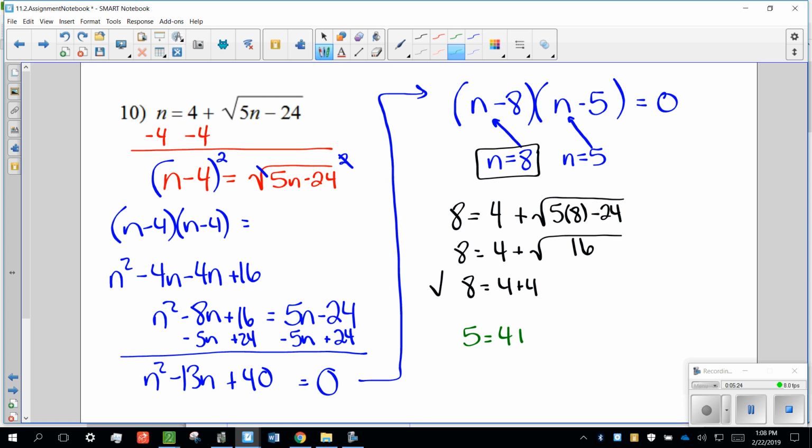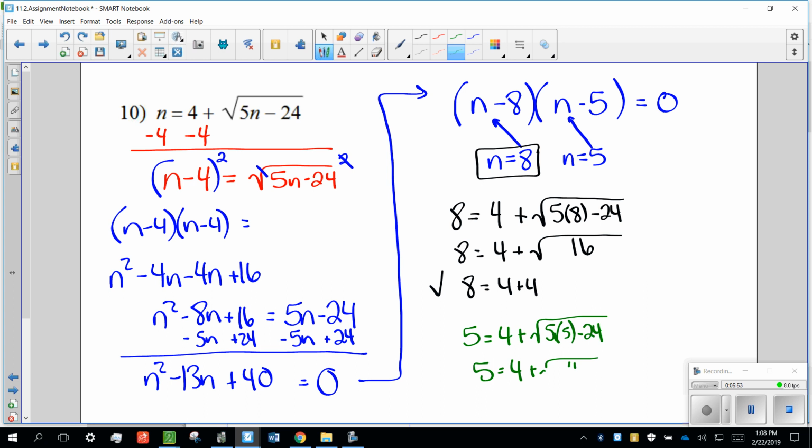5 equals 4 plus the square root of 5 times 4 minus 24. I see an uh-oh. 5 equals 4 plus the square root of negative 4. What's the square root of negative 4? Oh, it's 5. Whew, this should be a 5. I just got so excited about all the 4s we were doing.